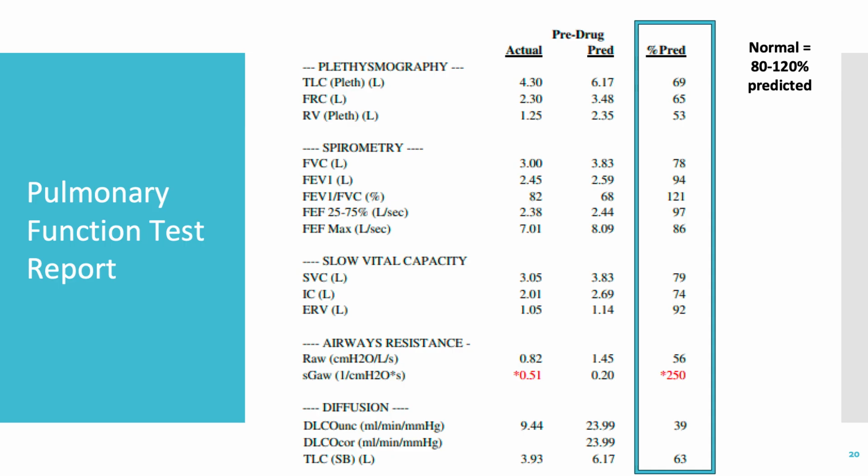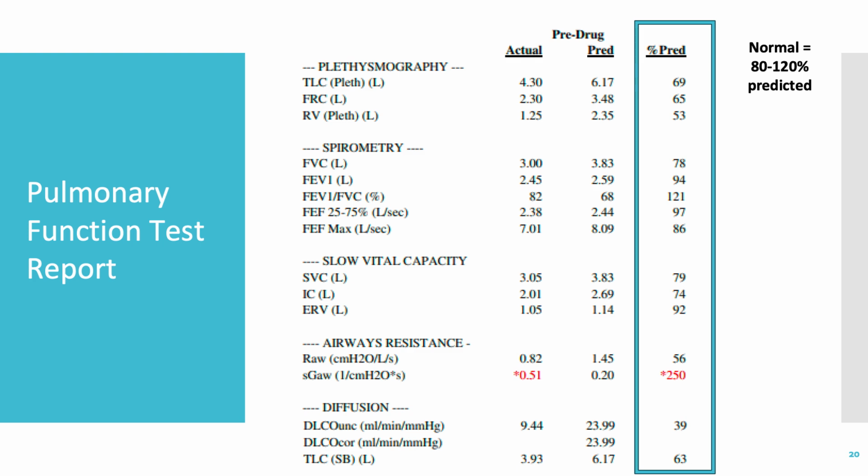So here's what a report looks like, and I want to demystify a little bit of what you're looking at here, because there are a ton of numbers. There are a couple that we really focus in on and that I think are important for you to understand. So first I would say look at this percent predicted column. The percent predicted column is generated based on predictions for your age, sex, and height. And in general, we consider anything between 80 and 120% of what we would predict to be normal.